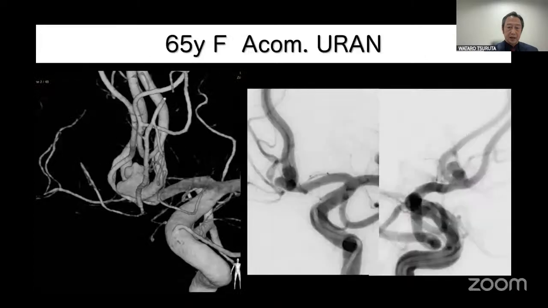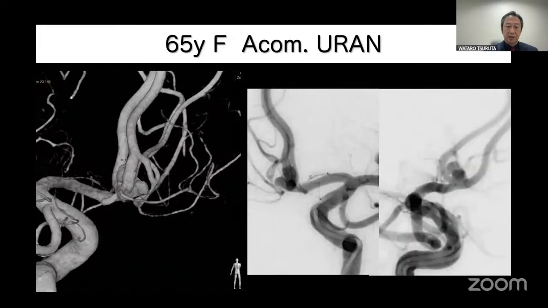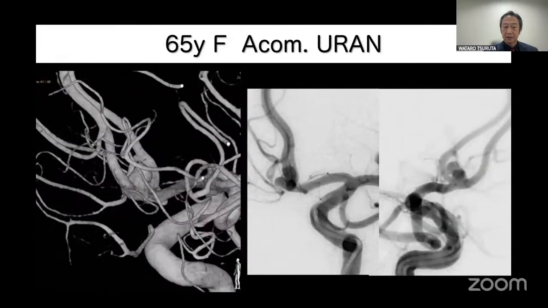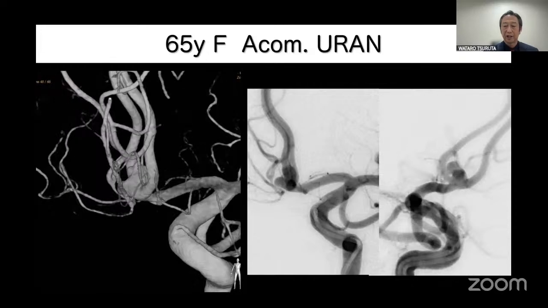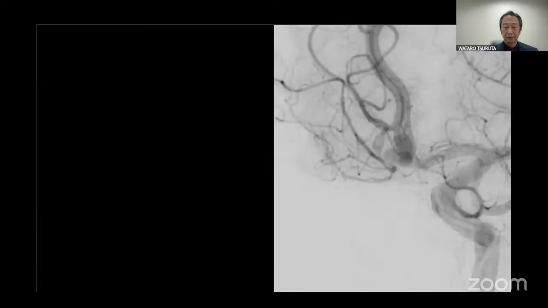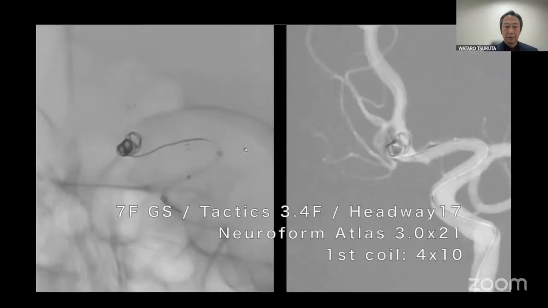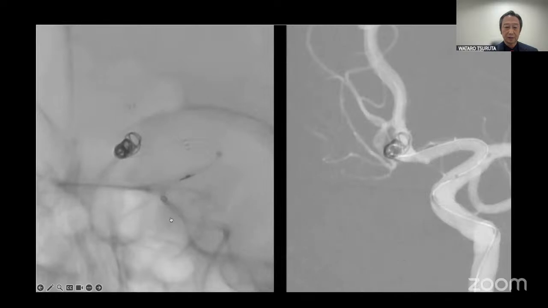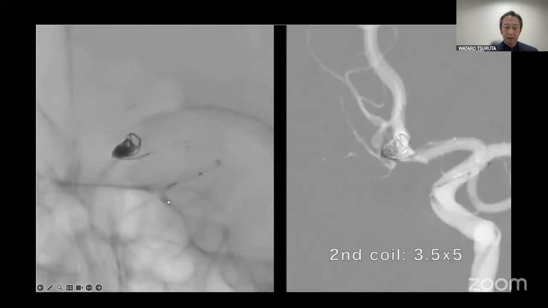Okay, I'll show you one case. This is an unruptured ACOM aneurysm with a very irregular shape, so a high-risk case. I treated it with stent-assisted coil embolization, using a uniform atlas. The first coil was good, no problem. Then the second coil, and this catheter could not be kicked out because it was jailed by the uniform atlas.